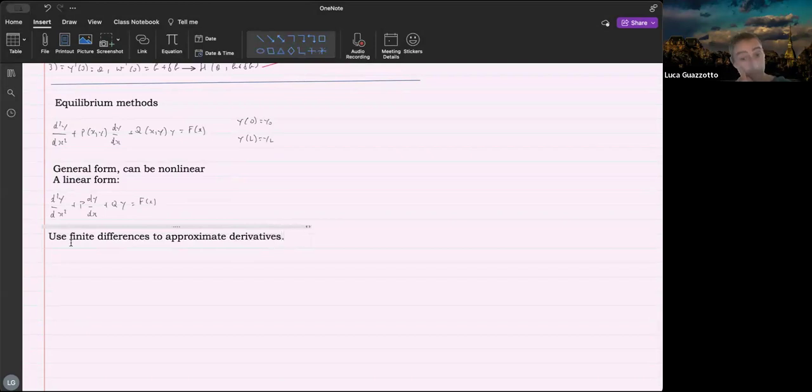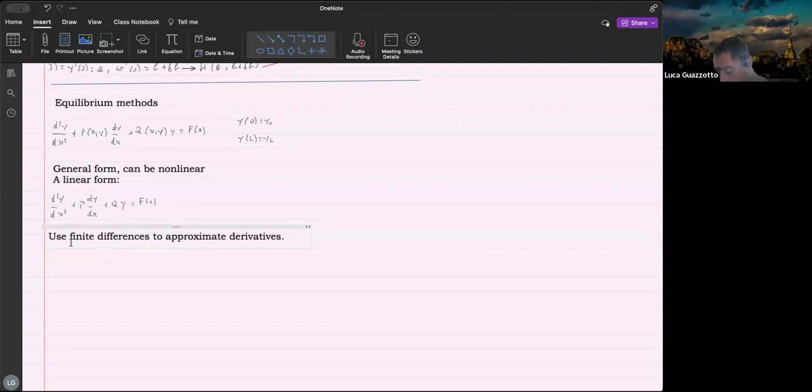I'm going to use finite differences to approximate my problem. So I have first and second derivatives. I'm going to use the expressions we have already seen in class.